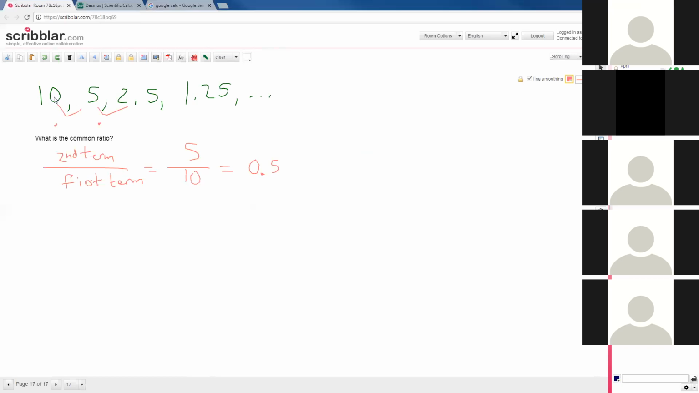If you think, I think it's 2, you can say, well, 10 times 2, that gives me 20. That went in the wrong direction. So you have to be careful, and I did this one on purpose just to show a slightly different type of common ratio that can happen.